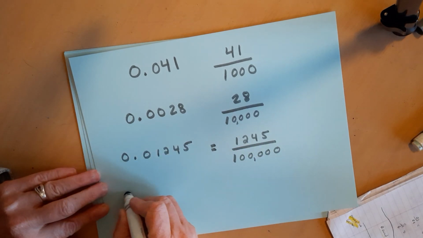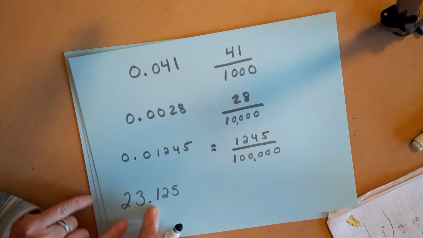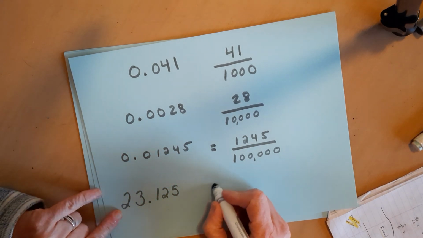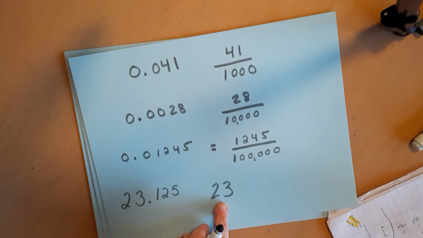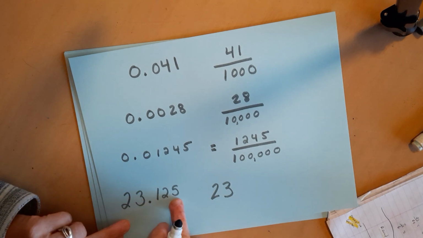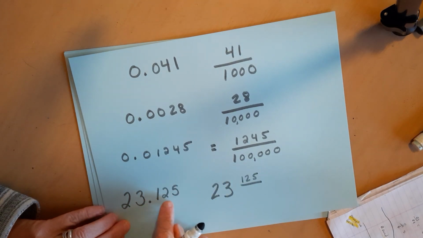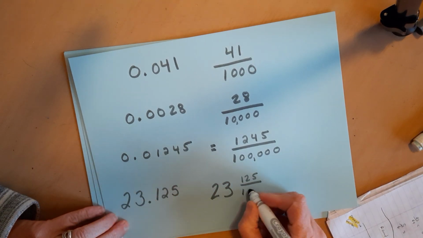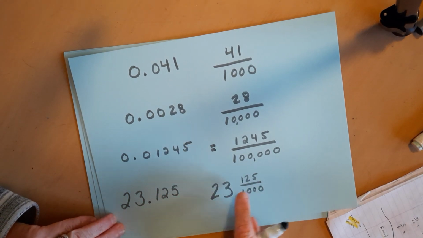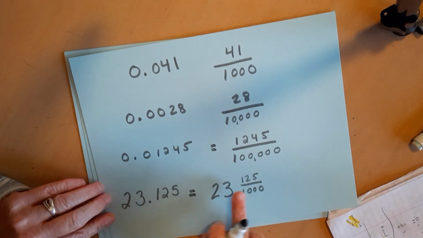You can even change the ones that look like this. 23.125. If we want to change this decimal into a fraction, we keep the 23 because that's the whole number part. Now we look at this part, 0.125. We say that it's 125. There are 3 places past the decimal point, so we need to put our 1 with 3 zeros. This is 23.125, or 23 and 125 thousandths. Those are equal. That's how you change this decimal into a fraction.